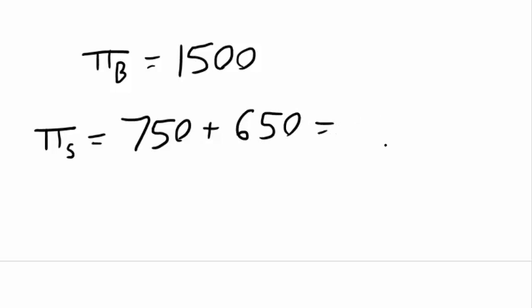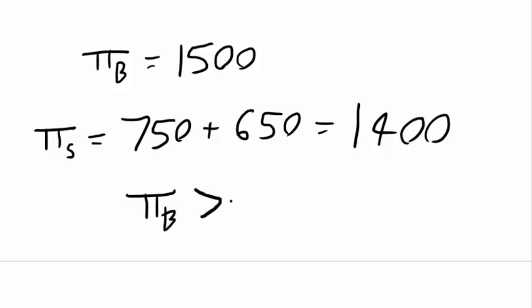And if we were to add those profits together, our total profit would be 1,400, and we want to know if this store would bundle or not. And by comparing the profits of if they were to bundle or if they were to sell each good separately, we see that the profit for bundling is greater than the profit for selling them separately. So they would bundle in this case, because if they were to bundle, they earn a higher profit. That will conclude this video on tie-in sales.